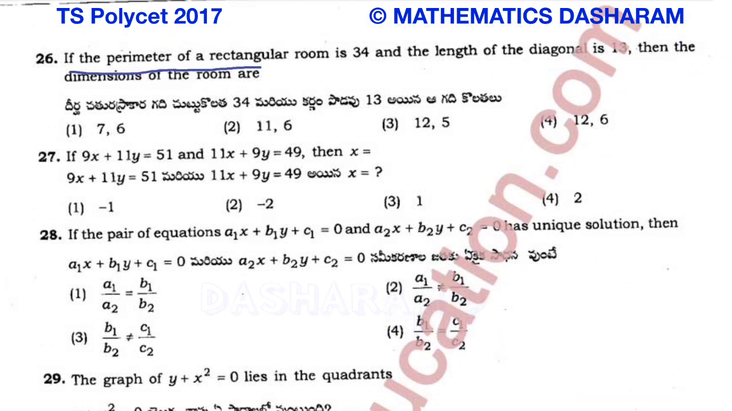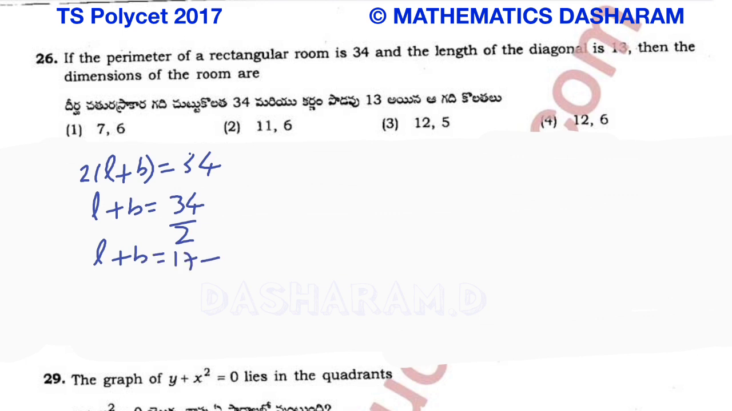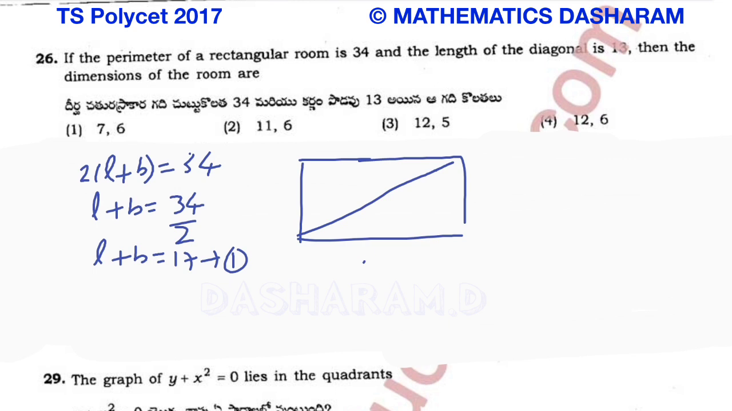If the perimeter of a rectangular room is 34 and the length of the diagonal is 13, then the dimensions of the room are. Dimensions means length and breadth. The perimeter of a rectangular room formula is 2 of L plus B. The perimeter is given, that is 34. From this, L plus B equals 34 divided by 2, which is 17, equation number 1. Next, given the diagonal. Here in the rectangular diagram, this is a diagonal, this is length and this is breadth. Diagonal given, that is 13.